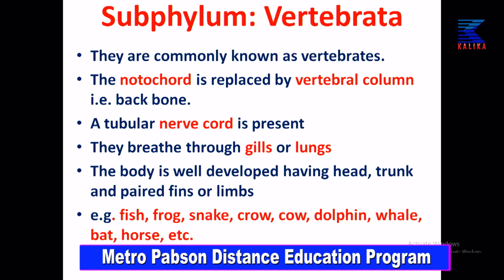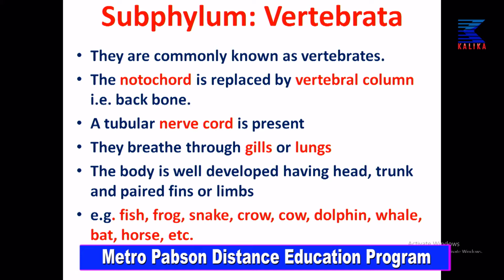The body is well developed, having head, trunk, paired fins and limbs. Fins in the fishes, and limbs means legs and hands. For example, in the amphibia, such as frog or lizards, birds, the mammals, etc. Example, fish, frog, snake, crow, dolphin, whale.